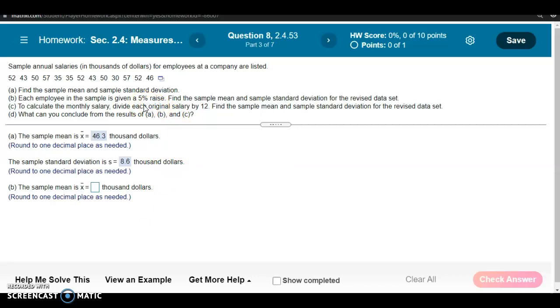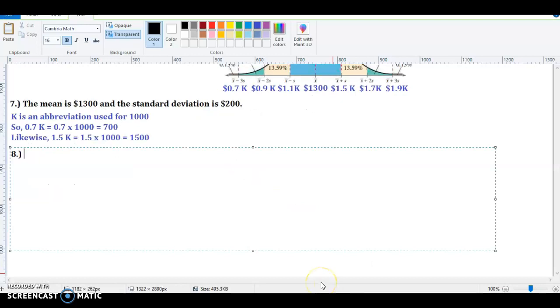When an employee is given a 5% raise, that means that their salary is going to increase by 5%. Just as an example, let's say that the employee's salary is $50,000 per year. And remember, the problem abbreviates the data, so I'm going to convert the 50,000 into 50K. So 50,000 is equal to 50K.